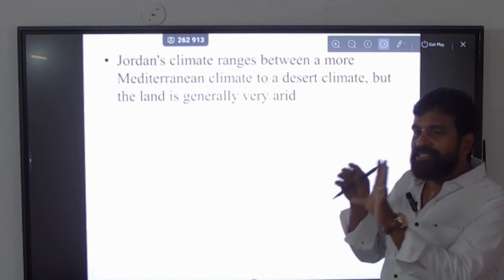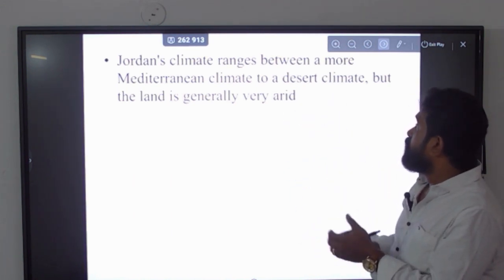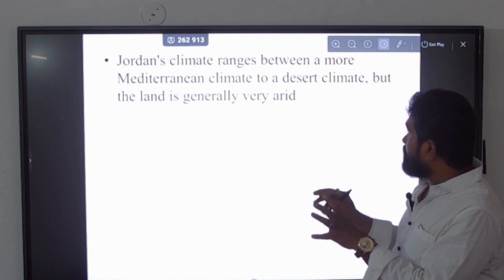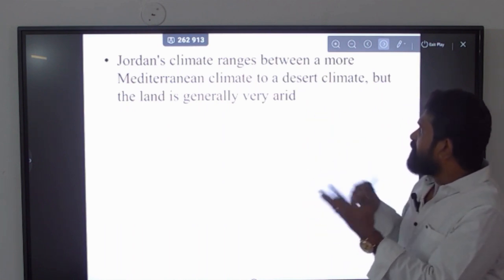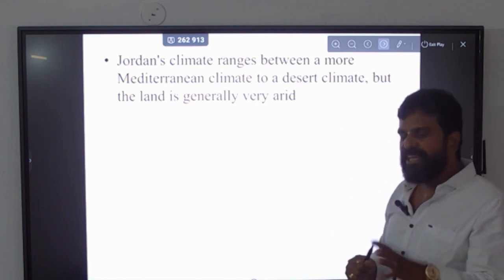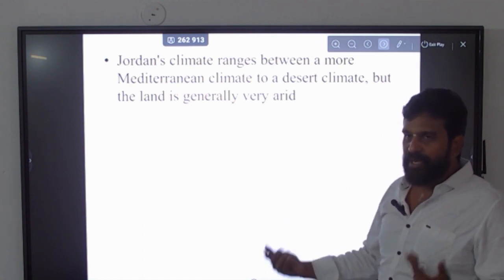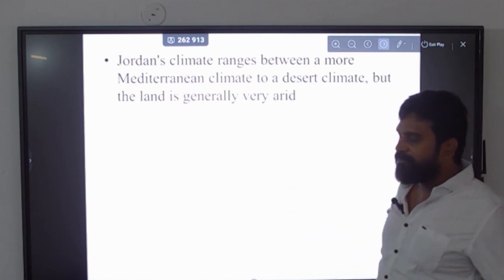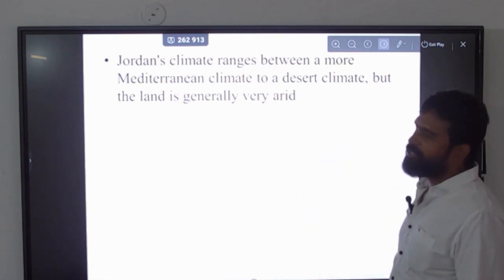transition climate. We saw the Sahel region, the same just like Jordan also. So Jordan will have that transition climate between desert and the Mediterranean climate. So that's why this region is very, very arid. Suddenly if rainfall comes, that may be a flash flood or hailstorm, so it will become a flood, and that happens in most of the cities in Jordan.